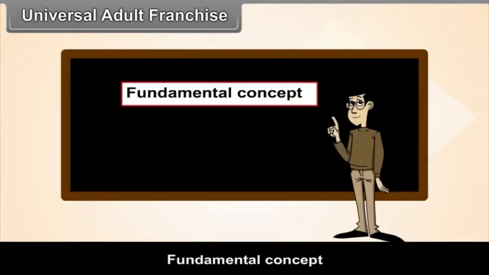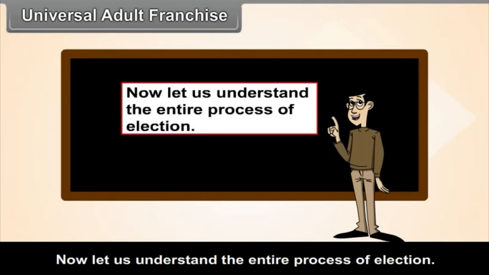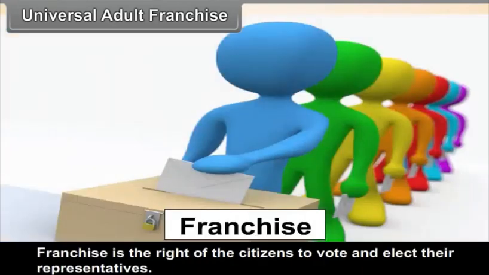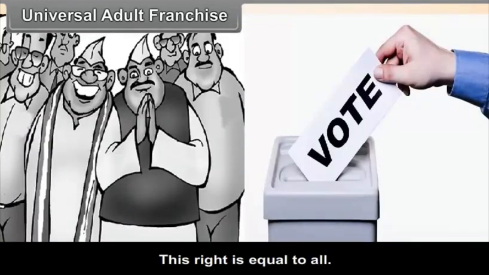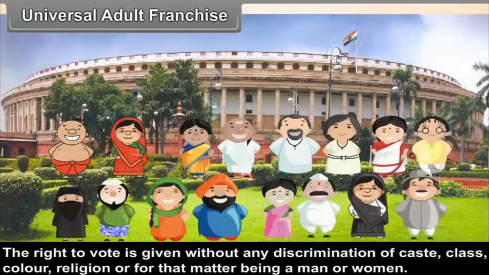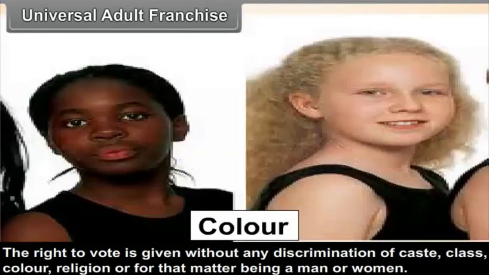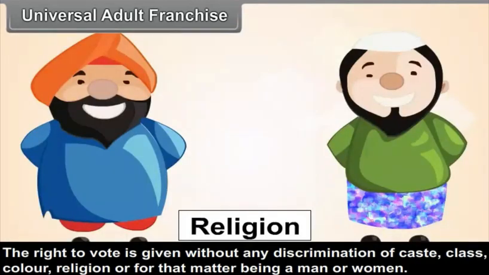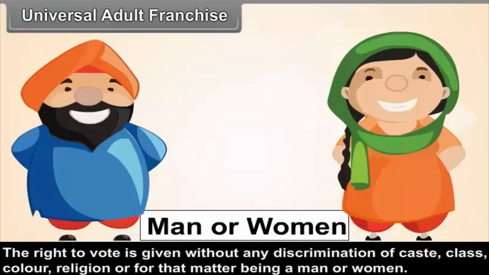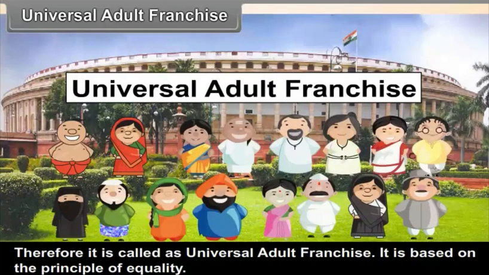Fundamental concept. Now, let us understand the entire process of election. A. Universal Adult Franchise. Franchise is the right of the citizens to vote and elect their representatives. This right is equal to all. The right to vote is given without any discrimination of caste, class, color, religion, or, for that matter, being a man or woman. Therefore, it is called Universal Adult Franchise.